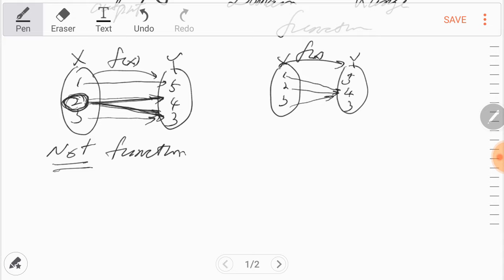Think. Each element in the domain is matched with only one output? Yes. So this is a function. This is a function because 1 has only one output, 4. 2 has only one output. 3 has only one output. It doesn't matter whether the output has many inputs. The important thing is each input must have only one output. So yes, this is a function.